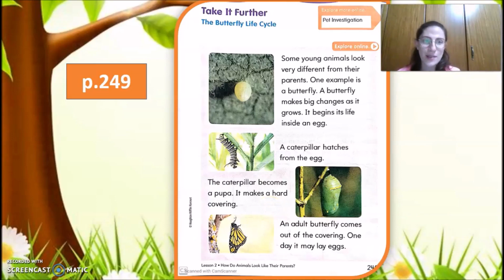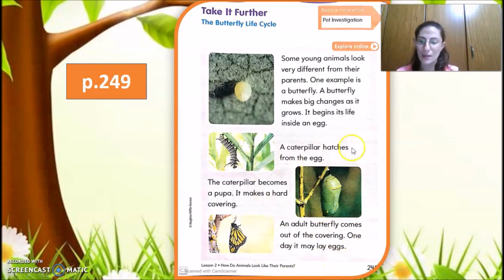When we say life cycle, it means from the time it is born, its birth, and how it grows to become an adult. Okay? Clear so far? So let's check out and see. In the first picture, let's check out what about it. Some young animals look very different from their parents. One example is a butterfly. A butterfly makes big changes as it grows. It begins its life inside an egg. A caterpillar hatches from the egg. The caterpillar becomes a pupa. It makes a hard covering. An adult butterfly comes out of the covering. One day it may lay eggs.